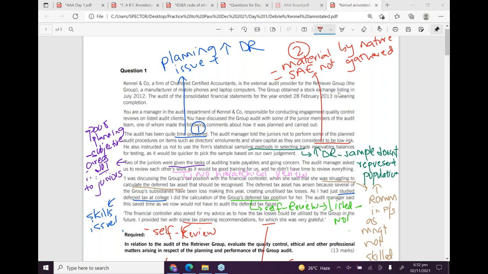The team was also instructed not to use statistical sampling. Remember, this is something called sampling risk. The sample does not represent the population, which could mean as auditors, you would not be able to detect material fraud or error. Remember, each explanation point gets a separate mark.